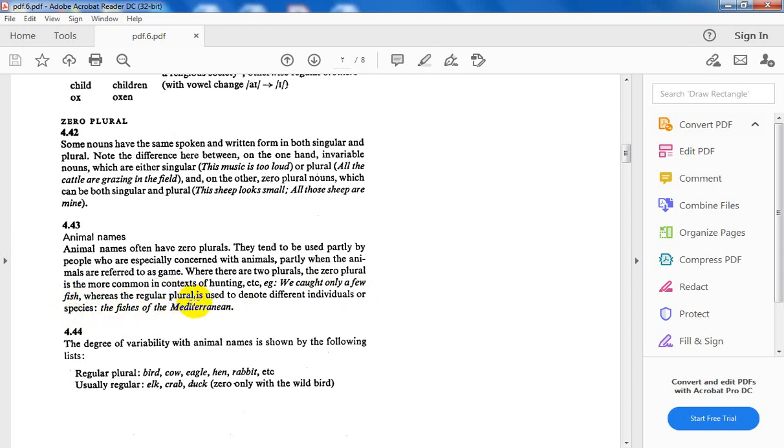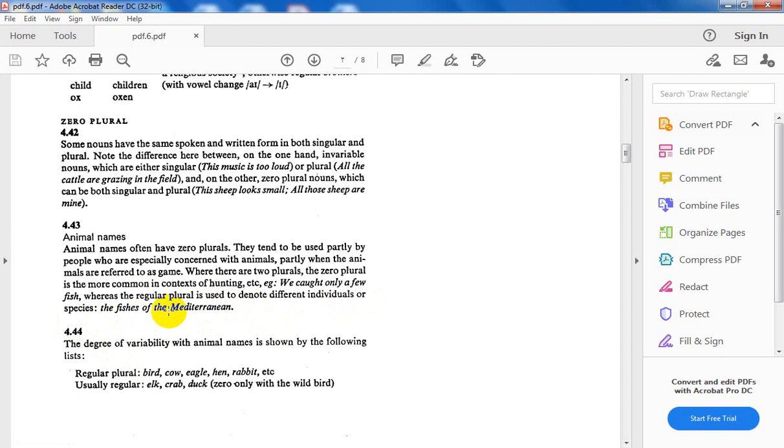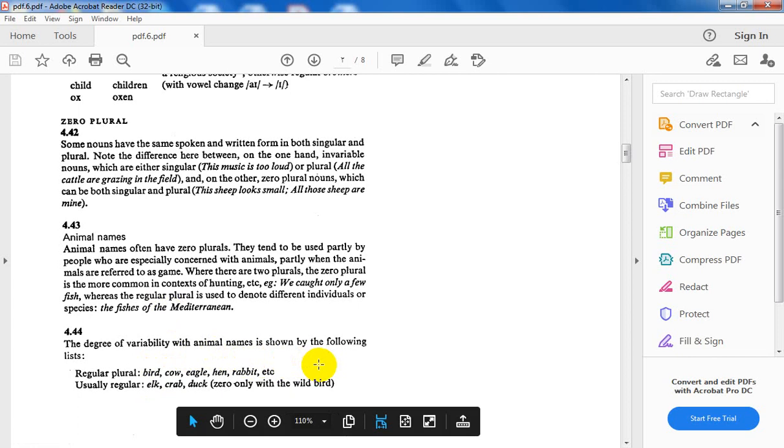Whereas the regular plural is used to denote different individuals of a species. The fishes of the Mediterranean. Here, the fish, for example, is in the context of hunting, so it is with zero plural. If I want to refer to classes or species or different kinds of fish, I say fishes, the fishes. Okay.